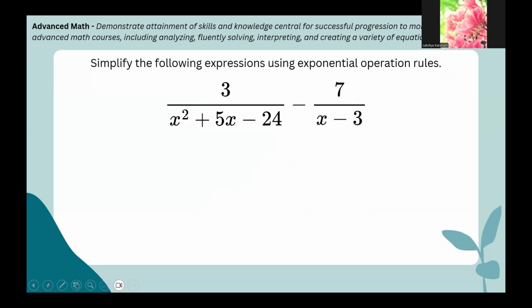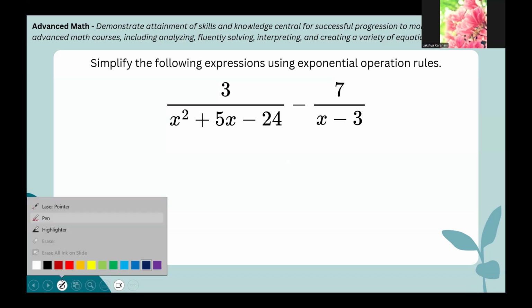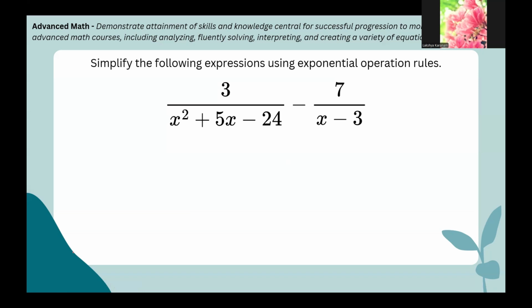Alrighty, now let's simplify this expression using exponential operation rules. So same idea, but different type of problem. So the first thing I see is a quadratic, and it's a quadratic that's basically in standard form. I know it's not equal to 0, but you only need to set it equal to 0 if you want to actually solve for x. But as long as it's in this ax squared plus bx plus c standard form, it's ready to factor, right? You only need it to be equal to 0 to solve for x.